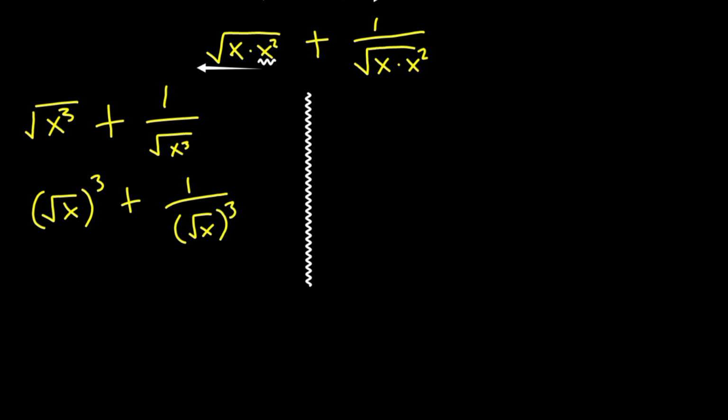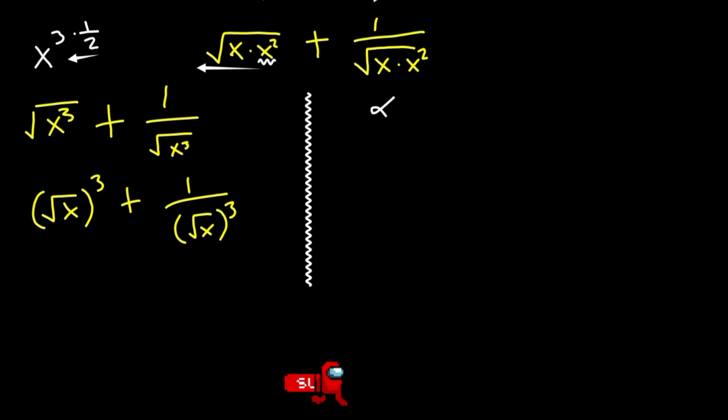So according to indices, we haven't done anything wrong here because root is the same thing as saying times 1 over 2, and we can swap the position of these two because 3 times 1 over 2 gives us 1 over 2 times 3. That's the same thing. So we have square root then all to the power of 3.